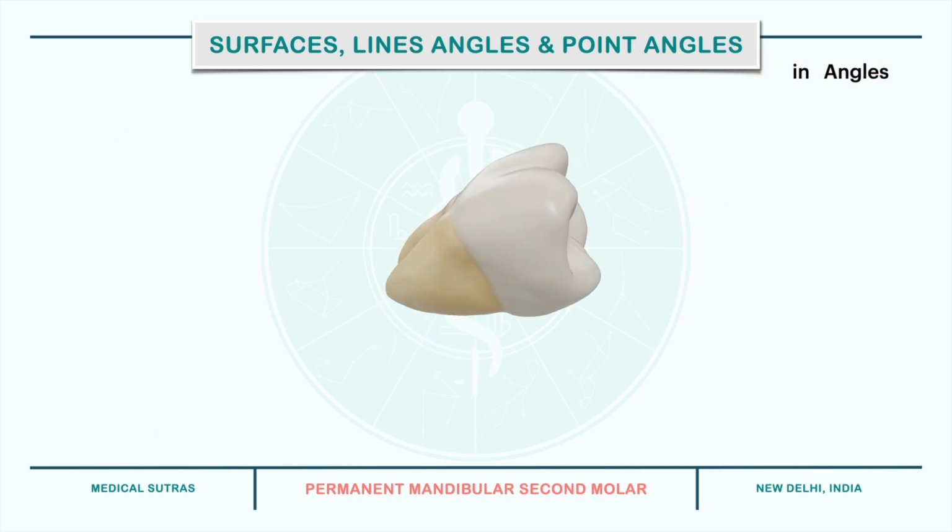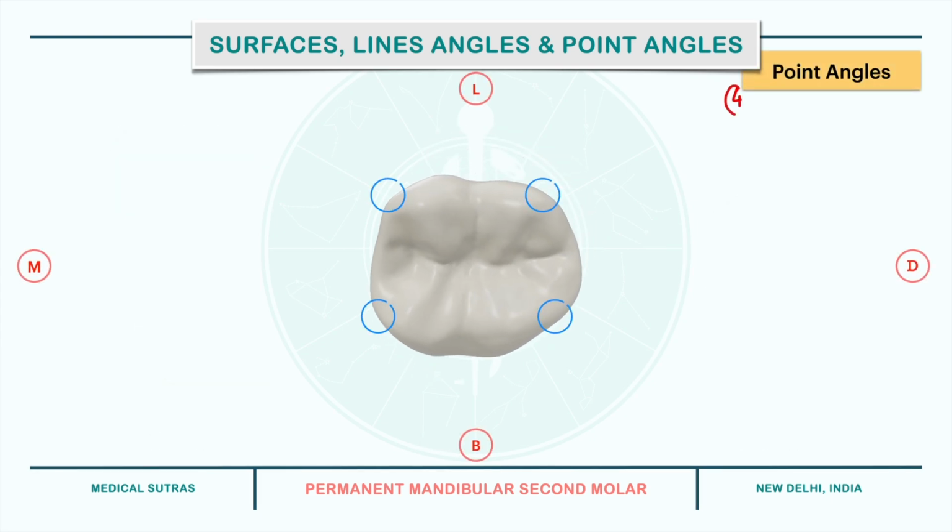And lastly, there are 4 point angles. These include mesio-bucco-occlusal point angle, disto-bucco-occlusal point angle, disto-linguo-occlusal point angle and mesio-linguo-occlusal point angle. Remember that the point angles are formed by the intersection of 3 surfaces. On the other hand, the line angles are formed by the junction of 2 surfaces.